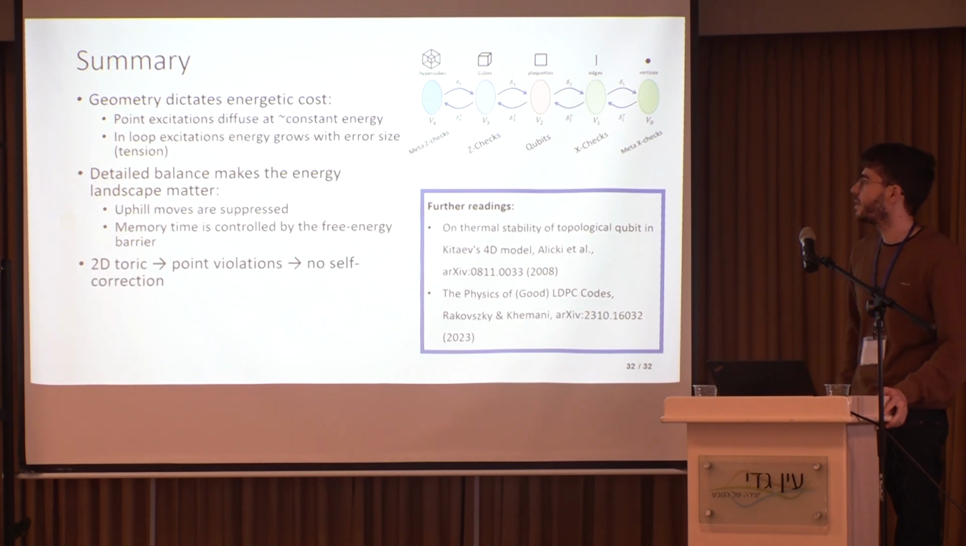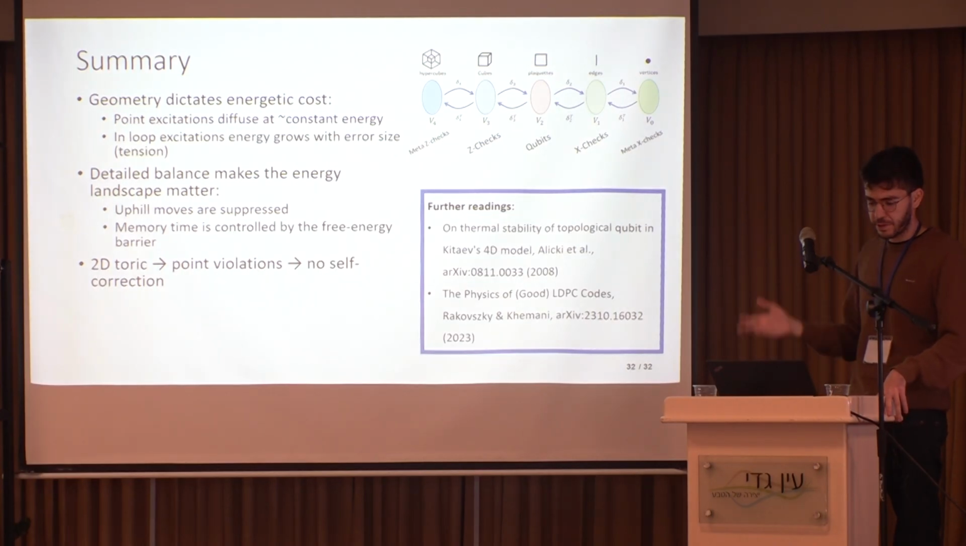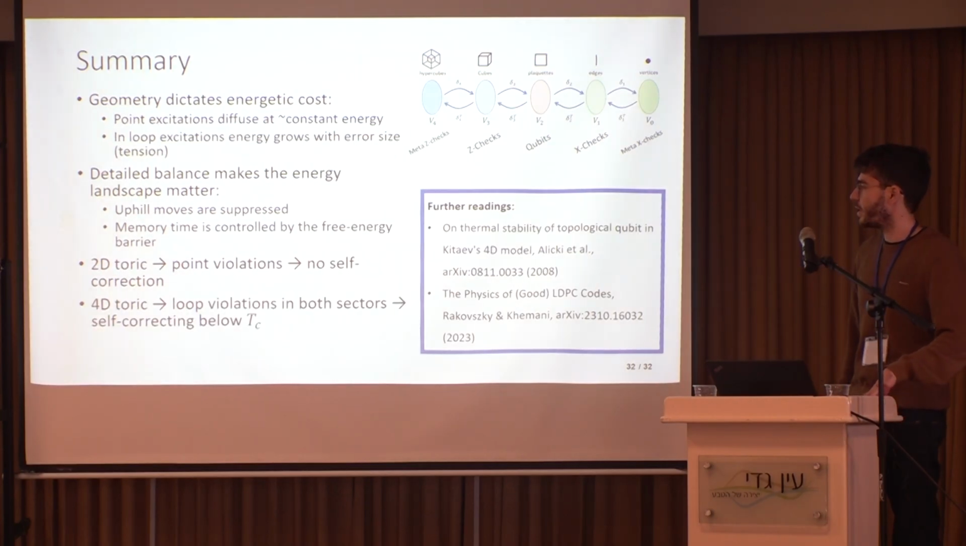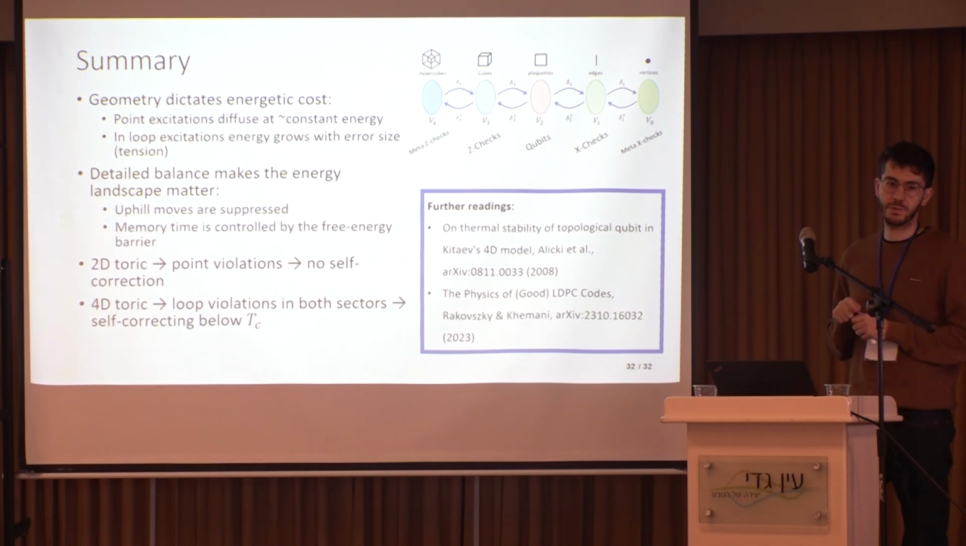And in summary, geometry dictates the energy. Detailed balance is the one that connects this energy landscape and the energy cost to the dynamics. And the memory time is controlled by the free energy barrier. In the 2D toric code, we have point violations and no self-correction. In the 4D toric code, we get loop violations and self-correction below the critical temperature.